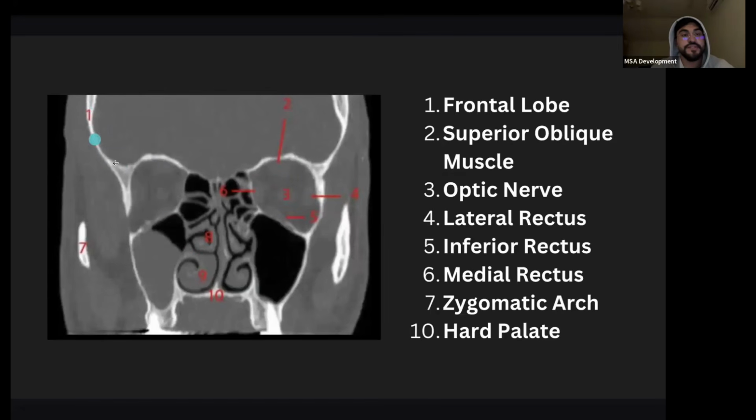This is your frontal lobe. All right. This is the superior oblique muscle right here. And then you will have the optic nerve right in the middle. I don't know if you can see that there's a bit of hyperdensity here. This is going to be your optic nerve. Then you have lateral rectus, medial rectus, inferior rectus. And then you'll have the zygomatic arch. And then you have your hard palate.